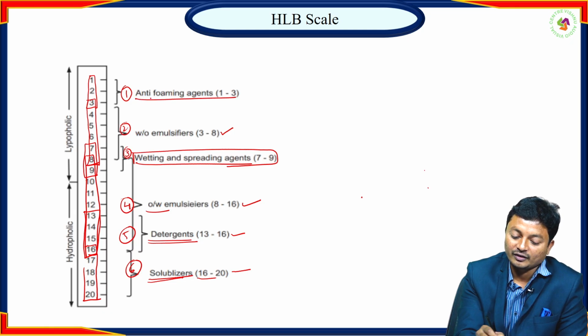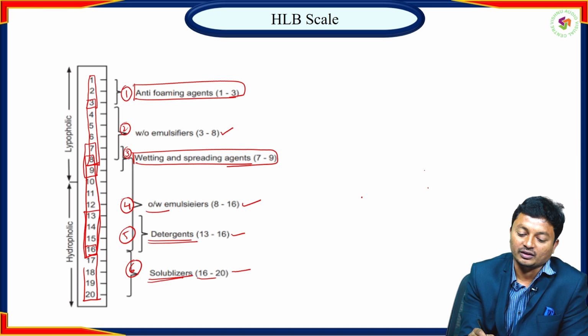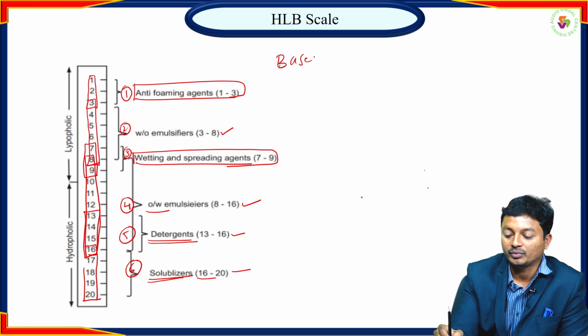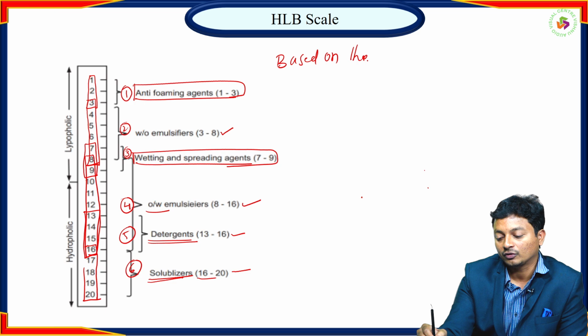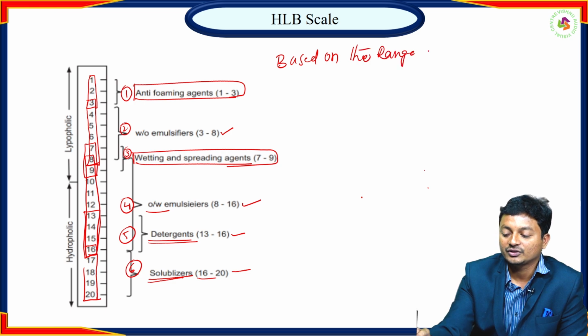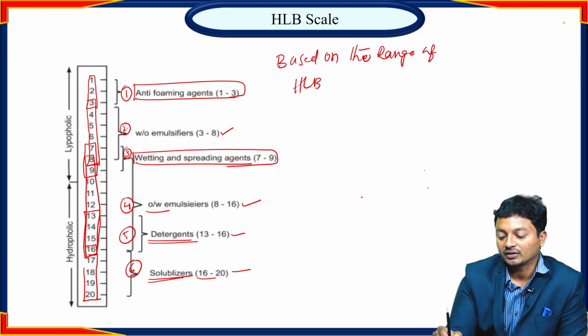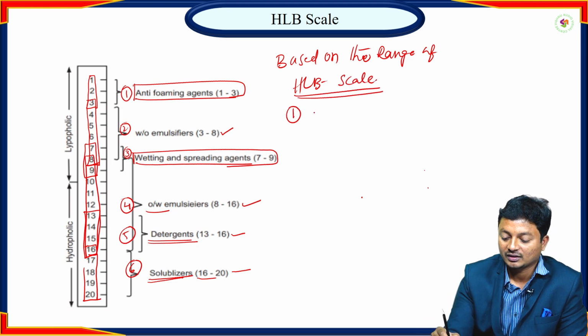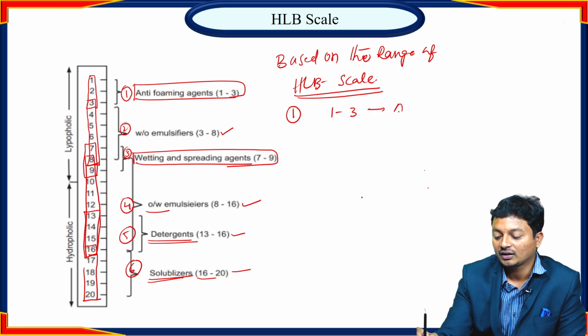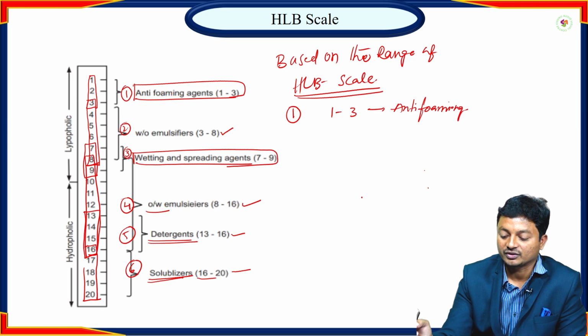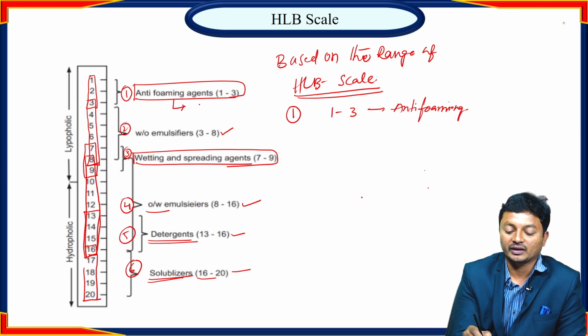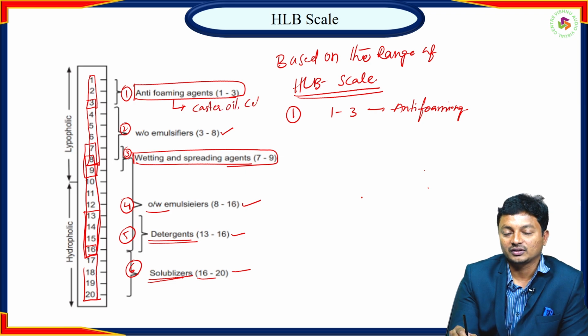So first, antifoaming agents, 1 to 3. This is based on the range of the HLB scale. So the first class, 1 to 3, indicates antifoaming agents. Examples of antifoaming agents are castor oil, cetyl stearyl alcohol.